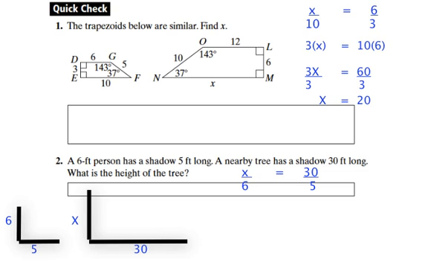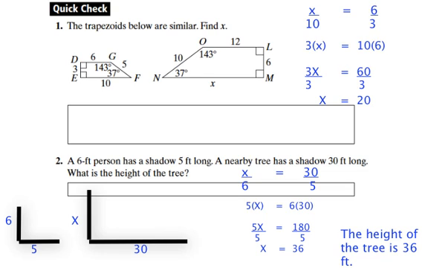We cross multiply and get 5 times x and 6 times 30. On the left-hand side we get 5x, and on the right-hand side 6 times 30 is 180. Now divide both sides by 5. On the left-hand side the 5's cancel each other out, you're left with x. On the right-hand side, 180 divided by 5 is 36. The height of the tree is 36 feet.